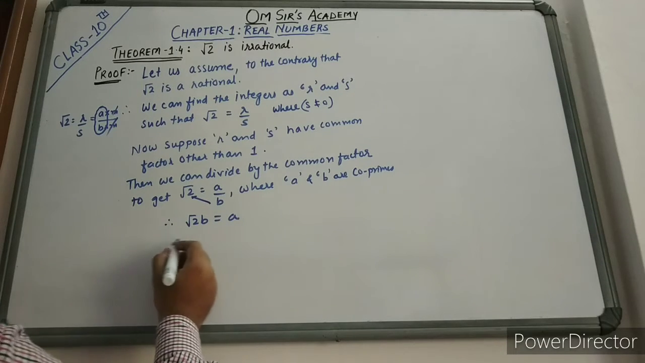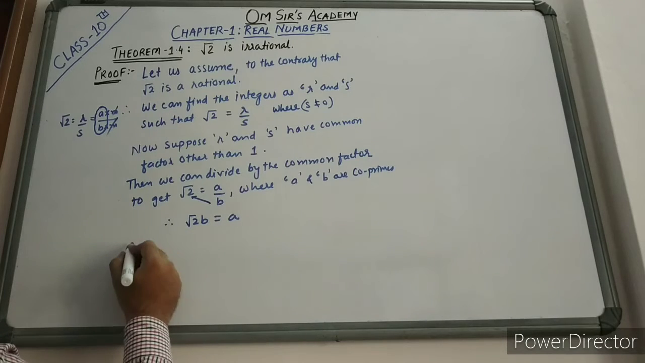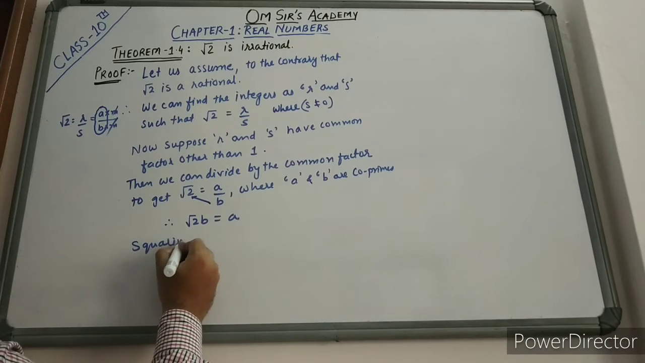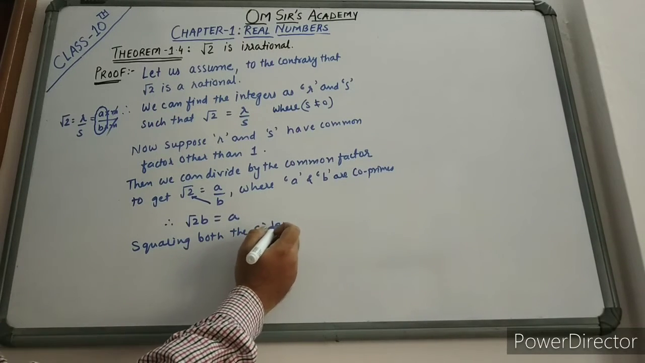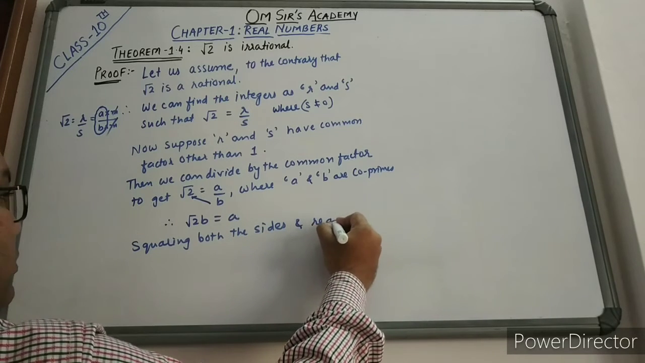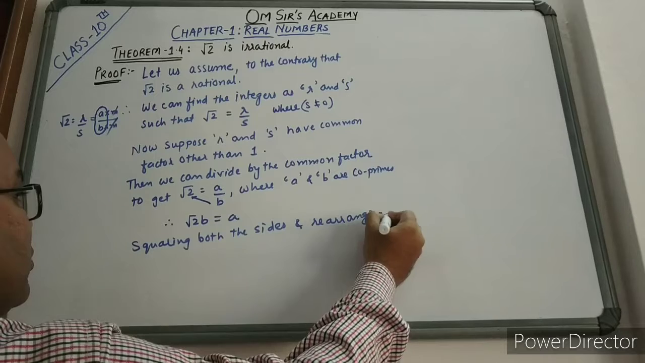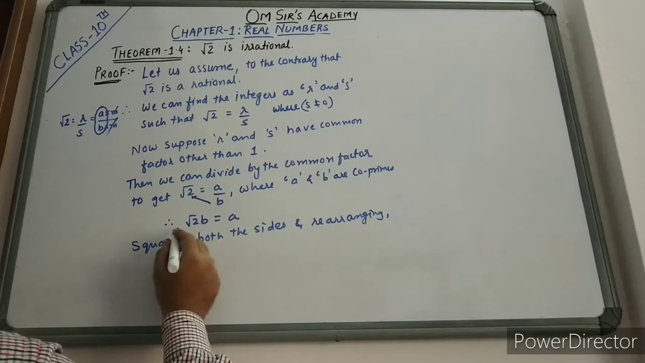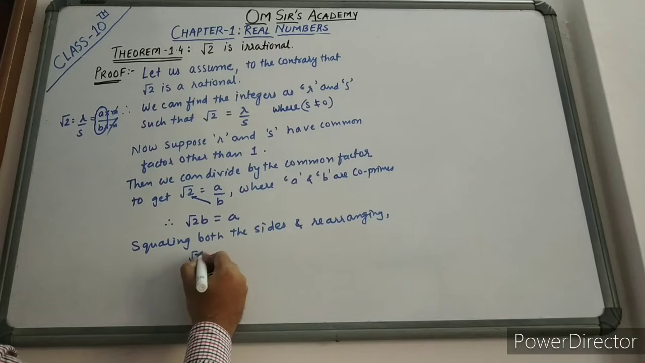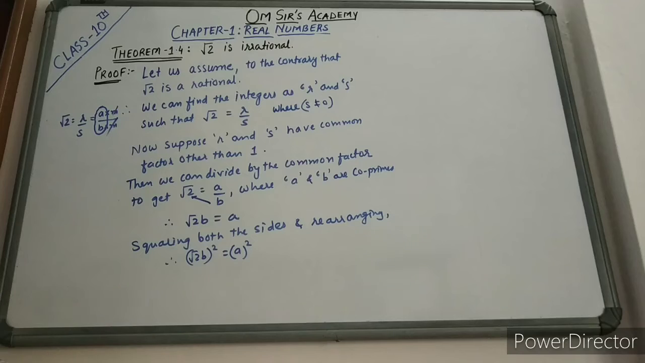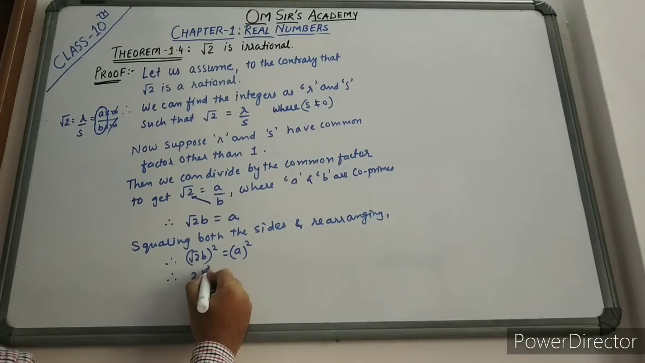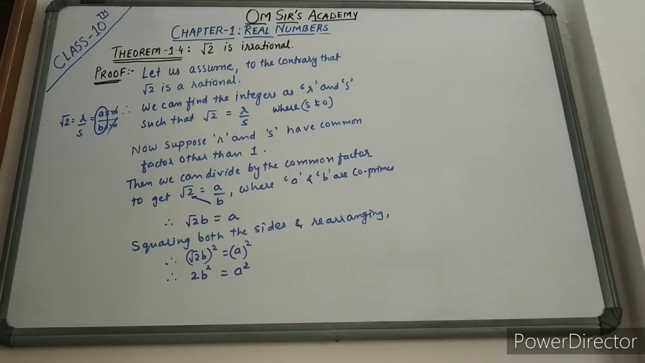Okay, so squaring both the sides, if we square both these sides, what we will get? Squaring both the sides and rearranging, we get what? (root 2 b) the whole square is equal to a square. ठीक है, दोनों साइड को मैं स्क्वायर कर रहा हूँ और फिर रीअरेंज करूंगा, तो रूट 2 का स्क्वायर क्या हो जाएगा? 2. और b का स्क्वायर क्या हो जाएगा? b स्क्वायर. So it will be what? 2b square is equal to a square.